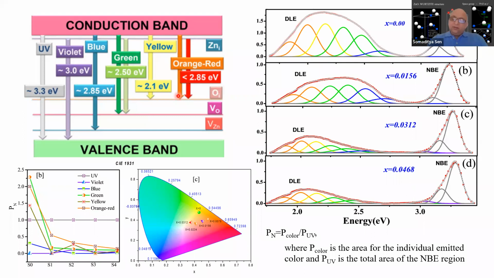Okay, so let me give an example. Suppose you have a pure zinc oxide, and you know that there is a green luminescence, so there are oxygen defects.